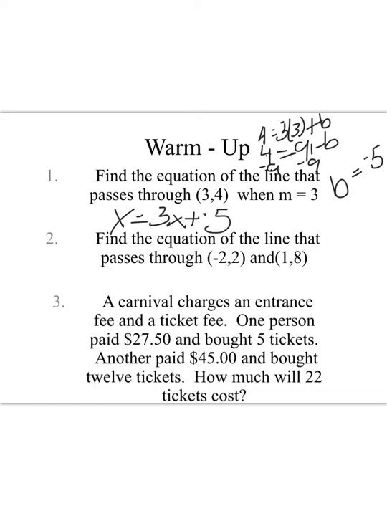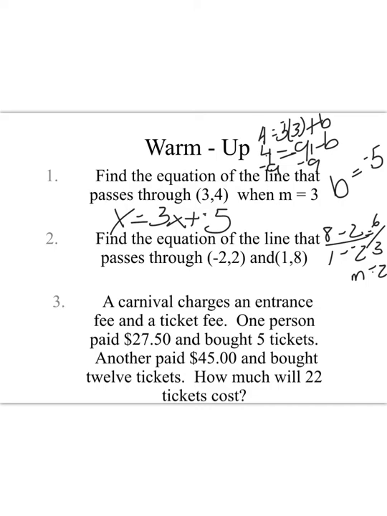Second one, this time we have to find the slope, so we need to do y minus y over x minus x. 1 minus negative 2. It's going to give me 6 over positive 3, which gives me a slope of 2.